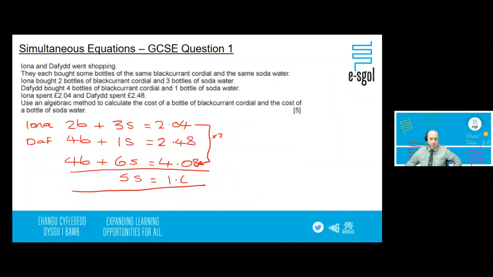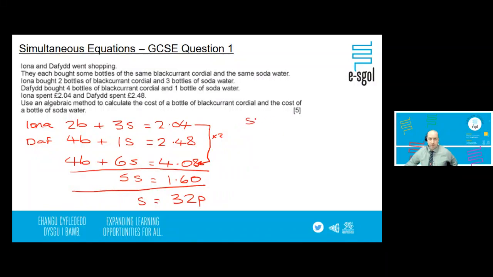That's going to be 160 or 1.6. When I divide by 5, be careful here, it's going to be 32 pence. So obviously if you did it on a calculator, it'd be 0.32, but I'm just going to write 32 pence. Okay, so that is the price of 1 bottle of soda water.